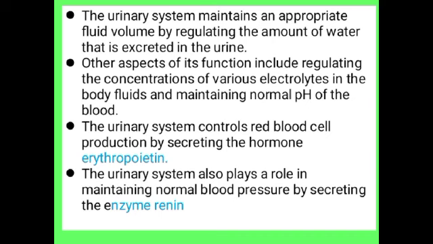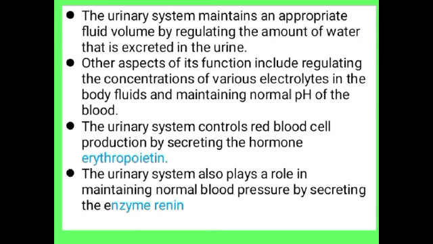Apart from those regulations we have talked about, the urinary system also has an important function in erythropoiesis. Erythropoiesis in this case is just the production of red blood cells. Why do we say that it aids in the production of red blood cells? Because it is in the kidney where erythropoietin, the hormone that stimulates the production of red blood cells, gets secreted from.